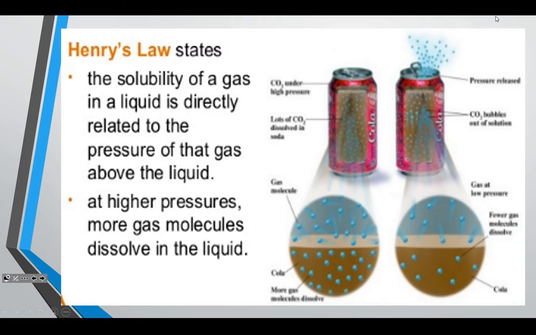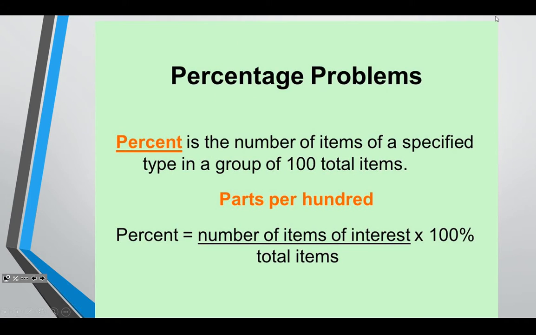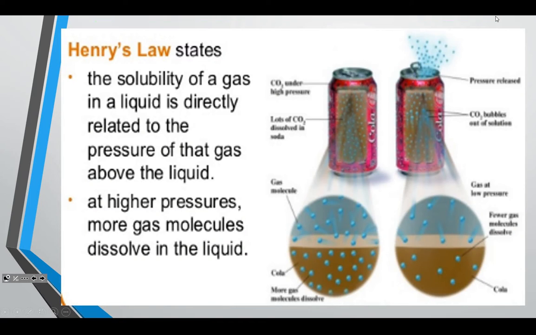I did not put that law up there, so you don't need to know the actual law, but you do need to know the concept. Does that make sense? Okay, so if I release that pressure above the pop by opening the can or the pop bottle, then the gas is able to release because that pressure is no longer holding the gas in the liquid. So the higher the pressure, the more gas molecules dissolve in the liquid. Lower pressure, when I release it, they go out.